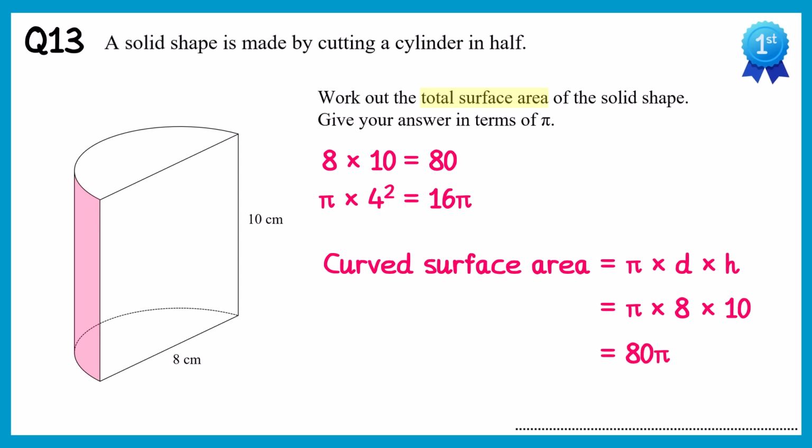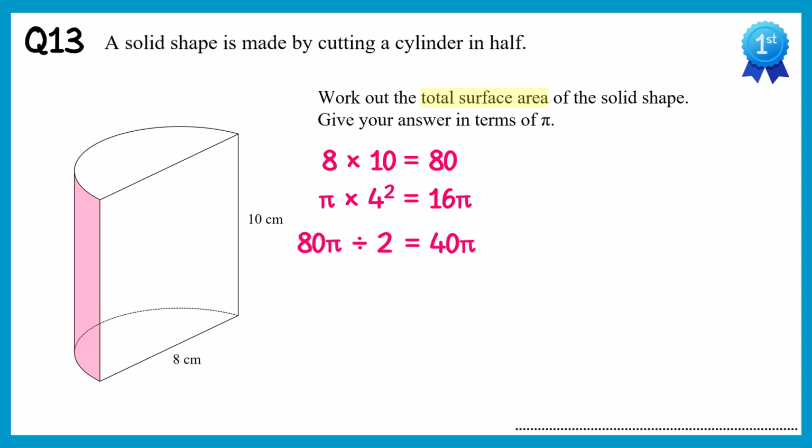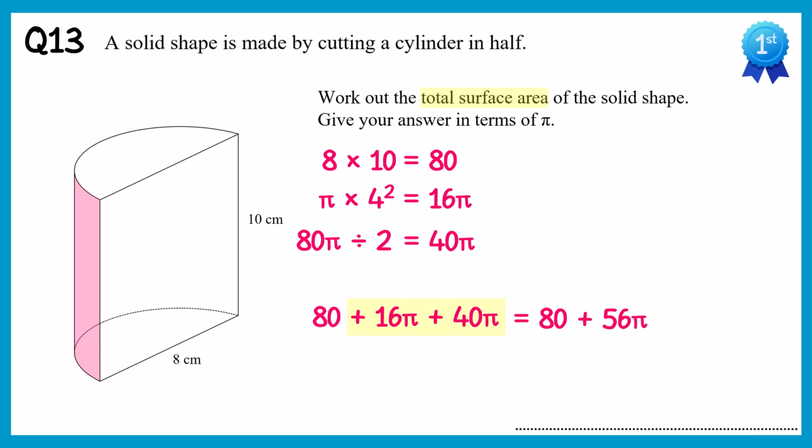But this is not a full cylinder, this is half of a cylinder, so we need to divide this by 2. 80 pi divided by 2 is 40 pi. So we now know the curved surface must be 40 pi. To work out the total surface area, we just add these together. We can simplify the 16 pi and 40 pi, so we have 80, and then if we add 16 and 40, we get 56, so it's 56 pi. And that's the answer, 80 plus 56 pi.